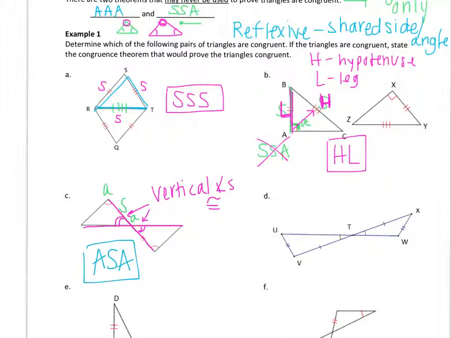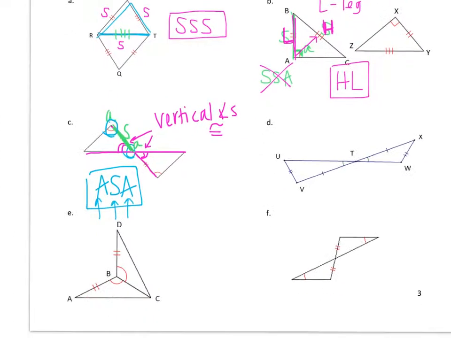Remember how we talked about the order of ASA and AAS actually matters. And we'll see how that works here. My side that I marked up as an S is touching 2 angles that were marked. My side again touches those 2 angles that were marked. So my S, my side, touches 2 angles. ASA. Go ahead. Let's see if you can try the next few on your own without me.